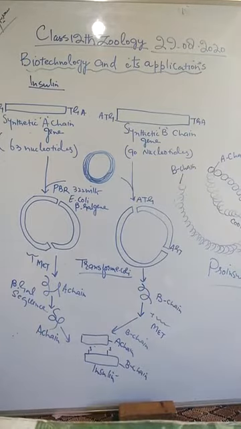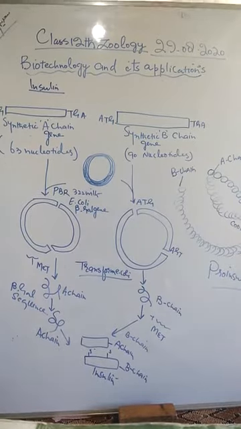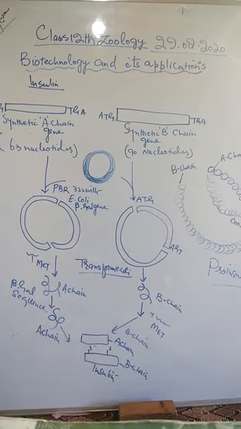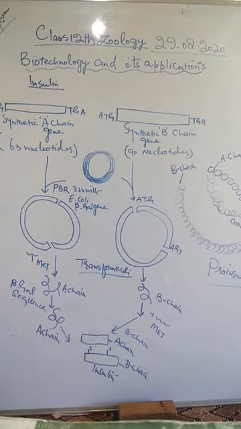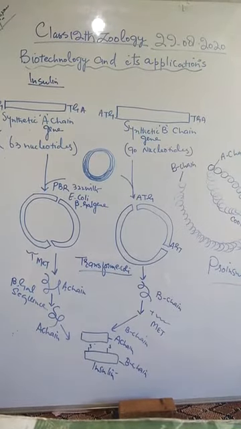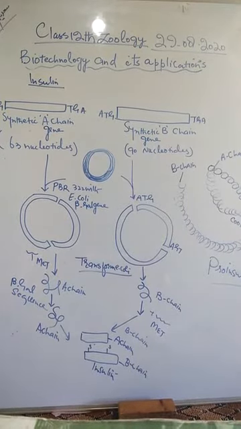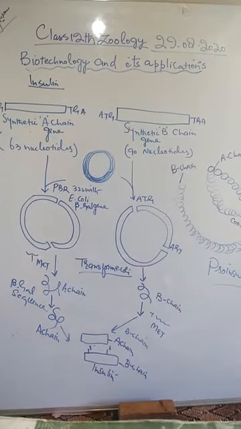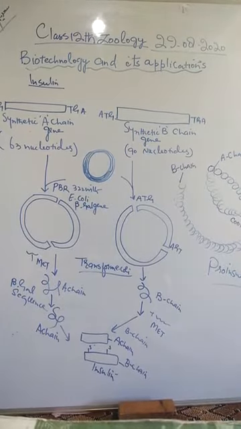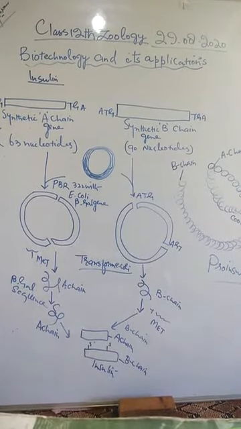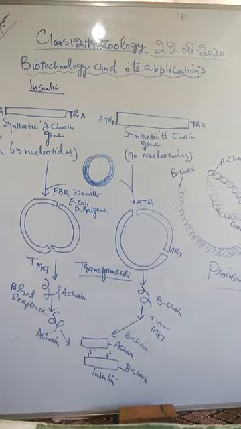But whenever there is deficiency of insulin, genetically or physiologically, that leads to an increase in the level of blood sugar, causing a disease called hyperglycemia, or increased blood sugar level, diabetes mellitus. So far as the applications of biotechnology, especially genetic engineering, are concerned, insulin has been prepared genetically and introduced into individuals with defective insulin production due to a genetic defect, and that defect has been corrected.